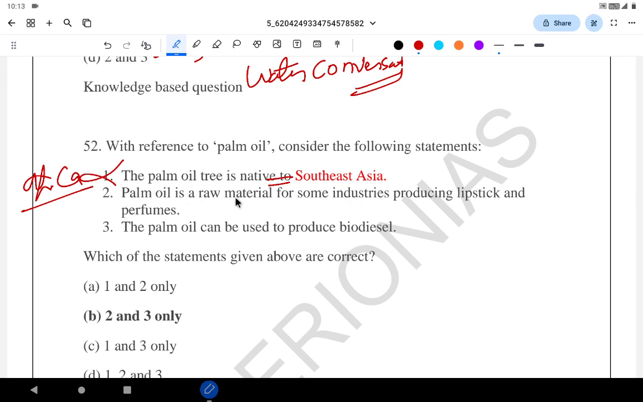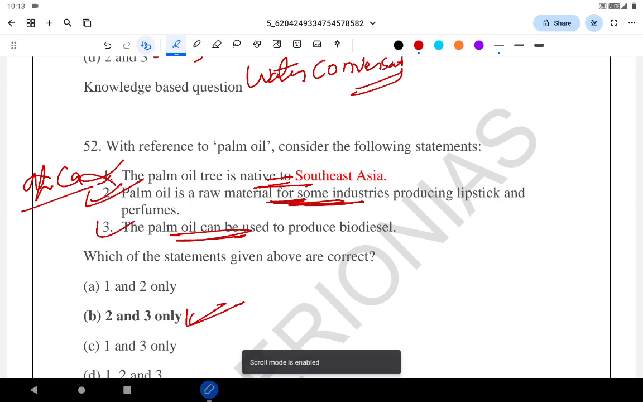Palm oil is a raw material for some industries producing lipstick and perfume. Again, a possibility which cannot be negated with 100% certainty. So whenever there is the word "some", usually those sentences are correct. Palm oil can be used, again "can" signals possibility, to produce biodiesel. Very easy question. Answer is B. Eliminate option 1; options 2 and 3 are the answer.